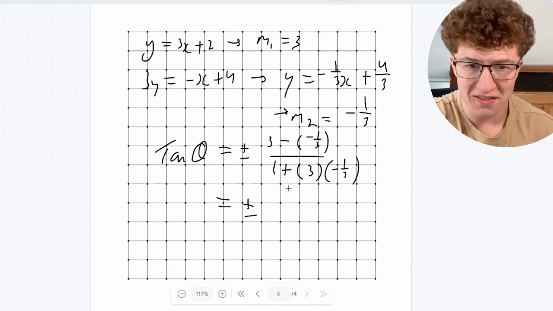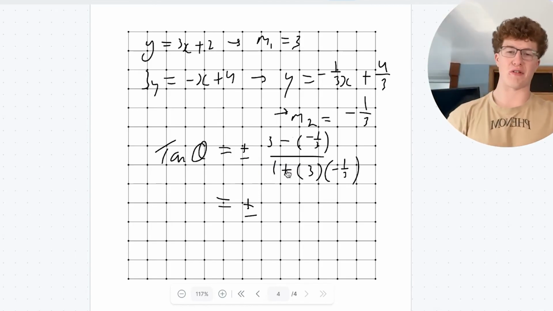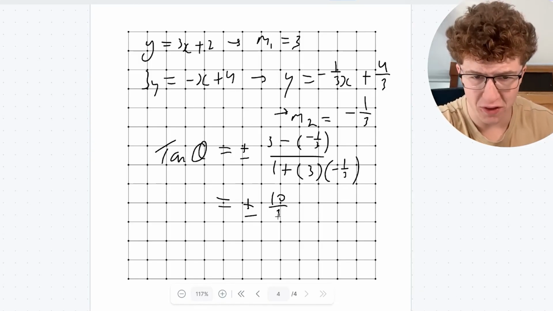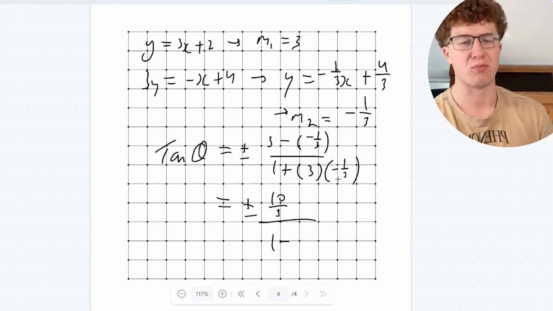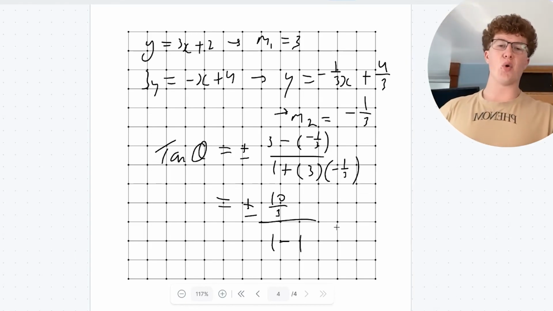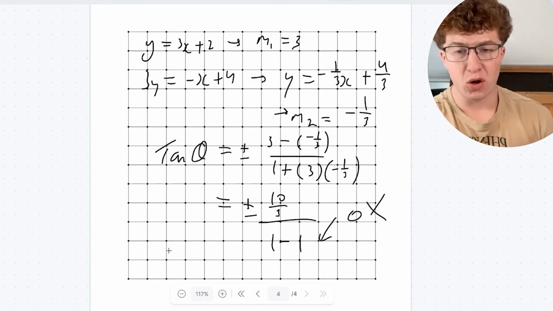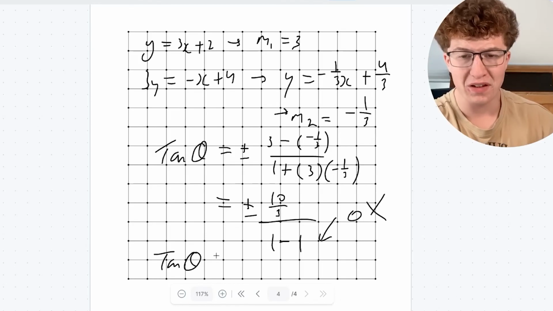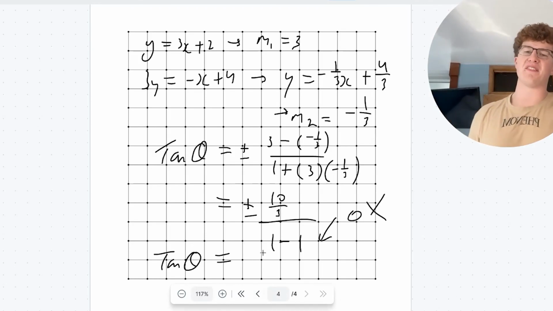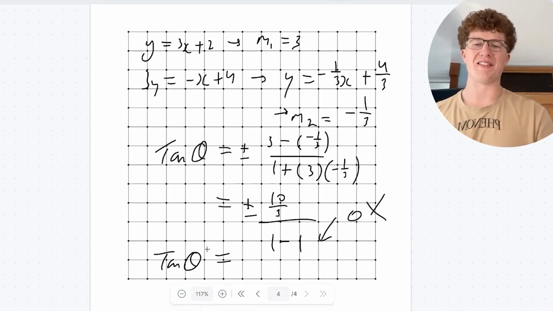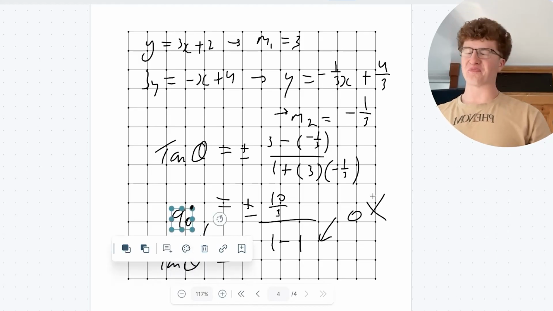So we're going to have plus or minus 3 minus negative 1 over 3, which is going to be 3 plus 1 over 3. So that's going to be the same as 10 over 3. All divided by 1 minus 1, because 3 times negative 1 over 3 is minus 1. Notice, we're going to have division by 0, which we can't have. So that means we're going to have tan of theta is equal to something divided by 0. And if we're dividing by 0, that means that this angle here has to be 90 degrees.